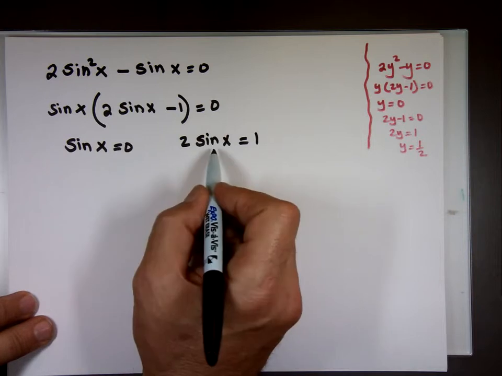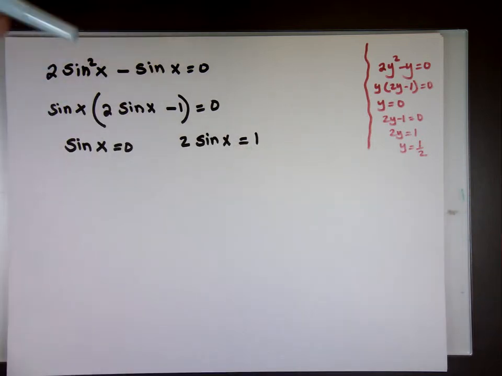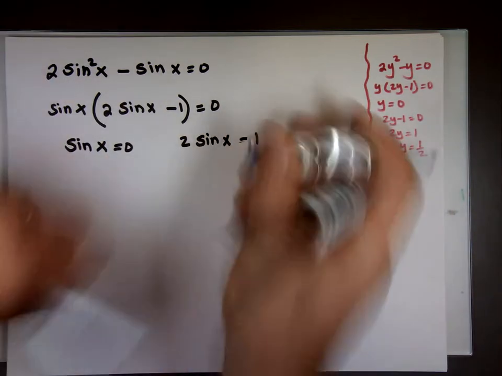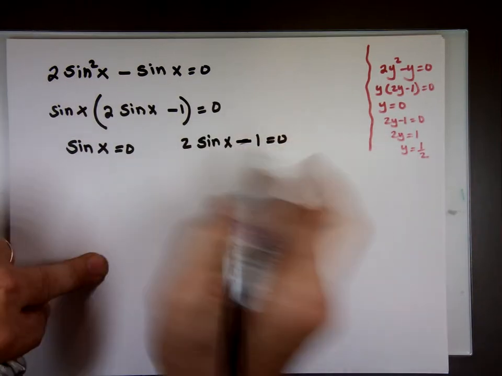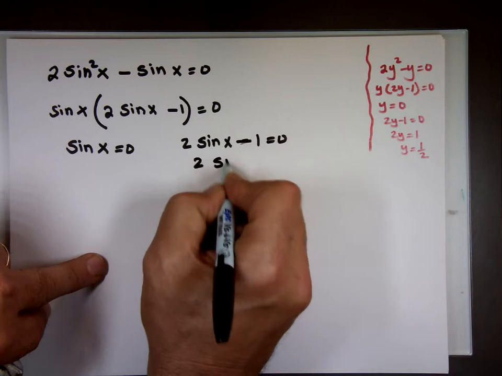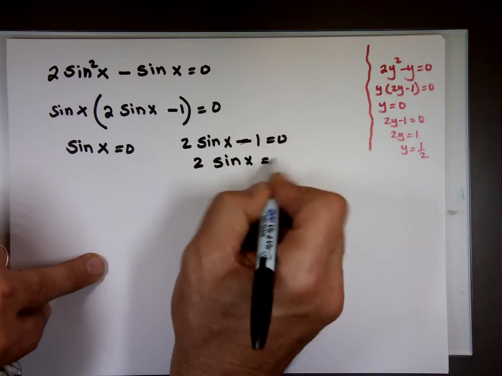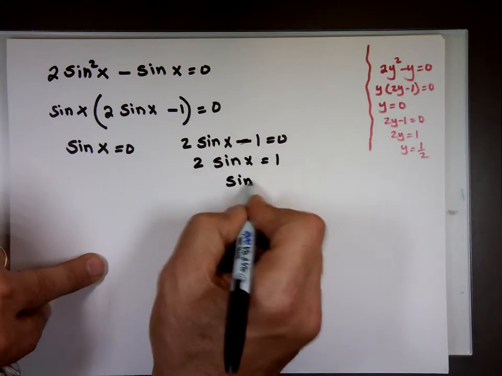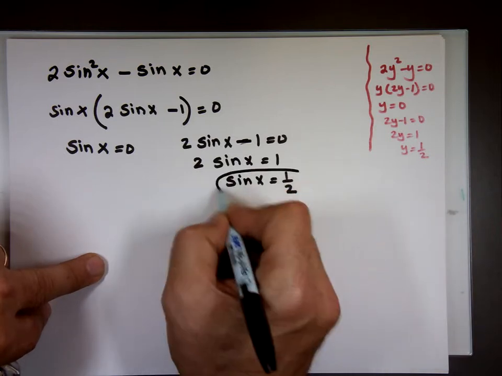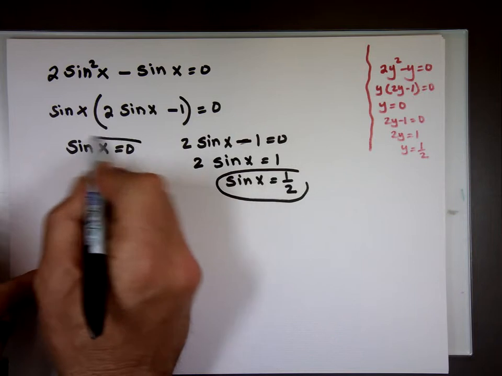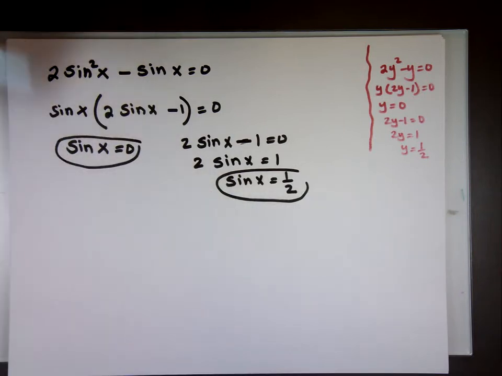This one, oh, minus 1, I already did it in my head. Move the minus 1 there, becomes what? 2 sine x equals 1. What is sine x equal to? 1/2. Now, when we solve them, I'm not solving for sine x. I need to solve for x.